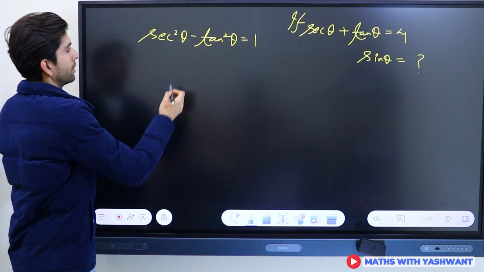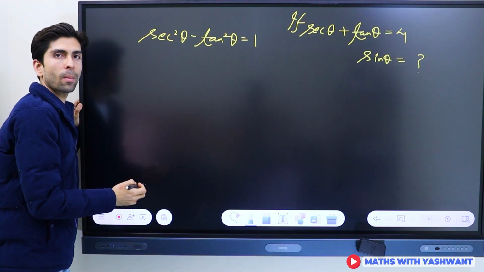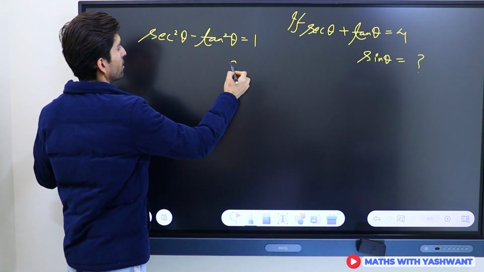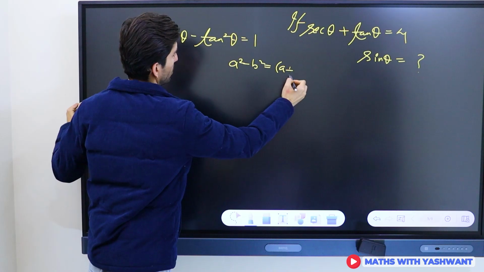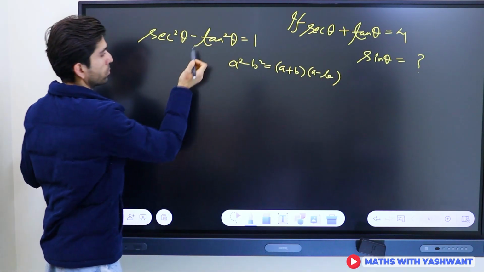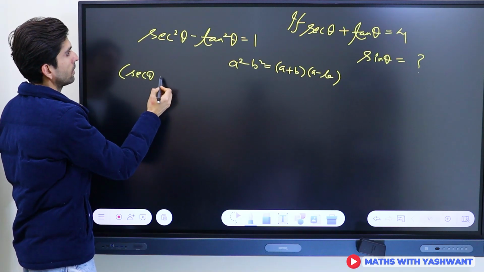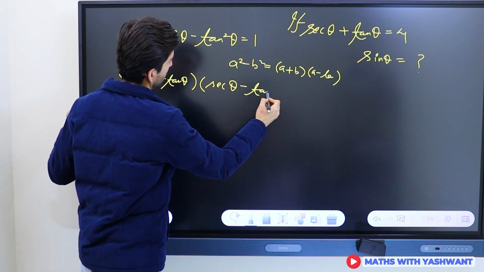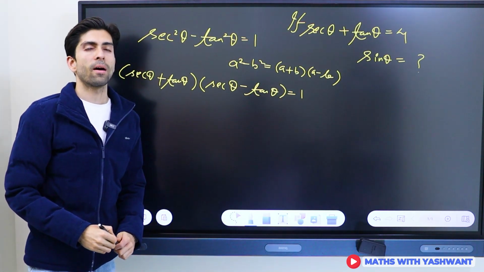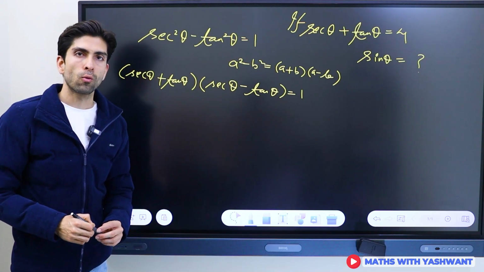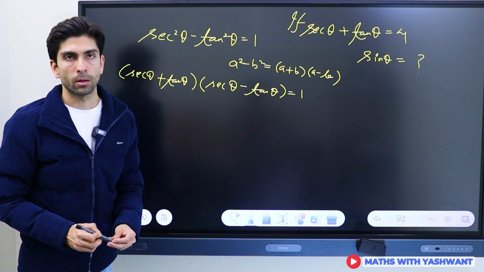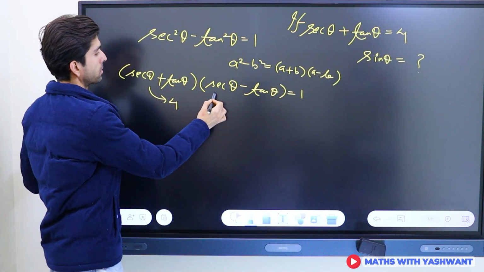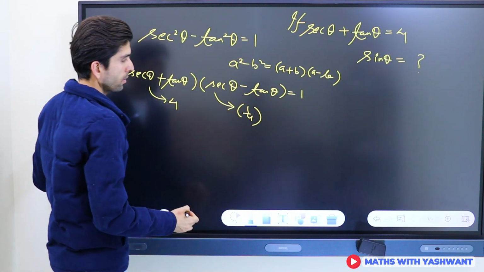Now it looks somewhat like a square minus b square. Don't you see? And a square minus b square can always be written as a plus b into a minus b. So for this we can write sec theta plus tan theta into sec theta minus tan theta is equal to 1. Now you all must know that in maths, when the multiplication of two quantities results in 1, they are reciprocal of each other. So if sec theta plus tan theta is 4, then this has to be 1 by 4, then only we can get 1.